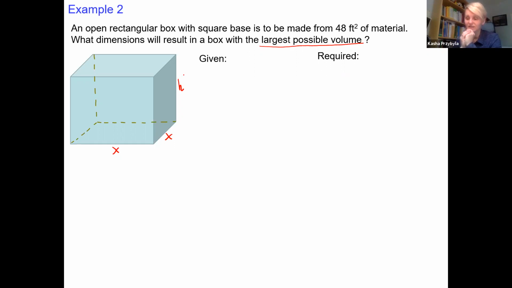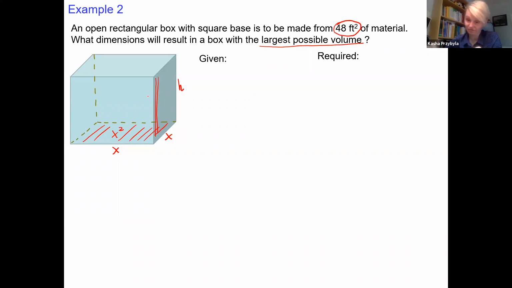Okay, x, x, and h. And now, using x and h, can you tell me how 48 is defined? And what actually is 48? 48 square feet is the area, the surface area. That's what we have. At the bottom we have x squared, right? And then we have 4 sides, and each side is a rectangle.